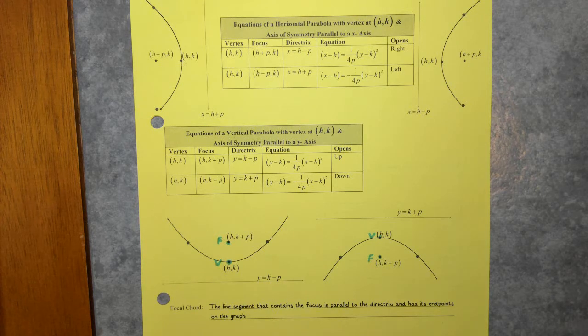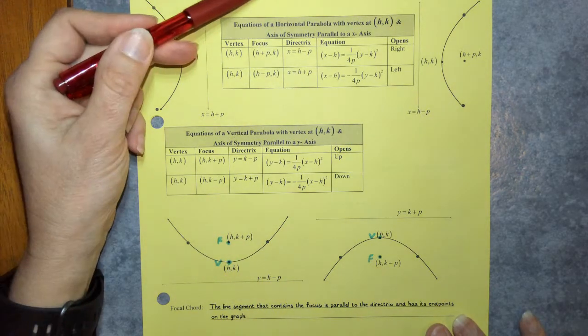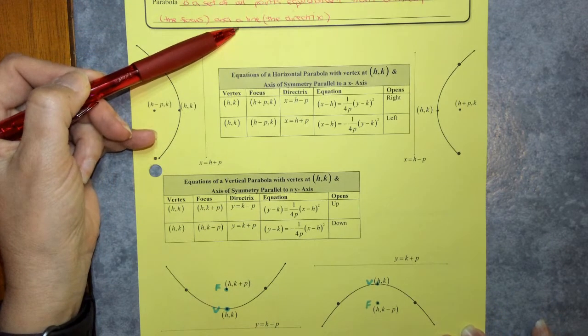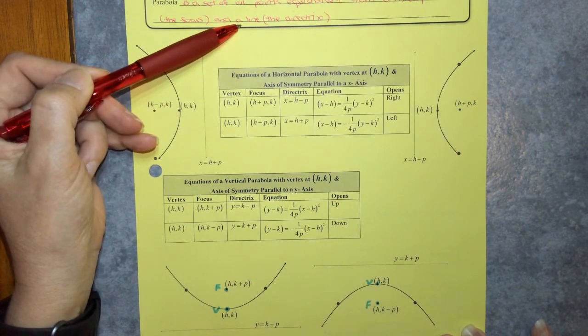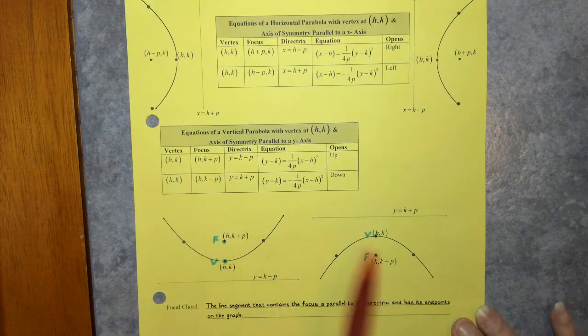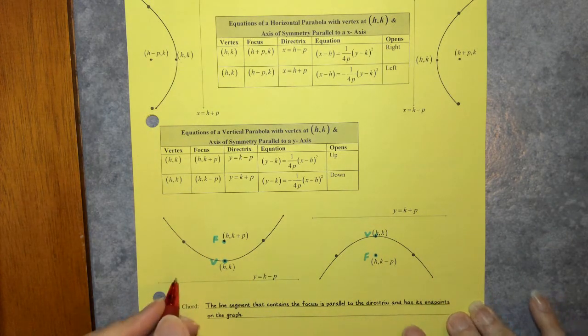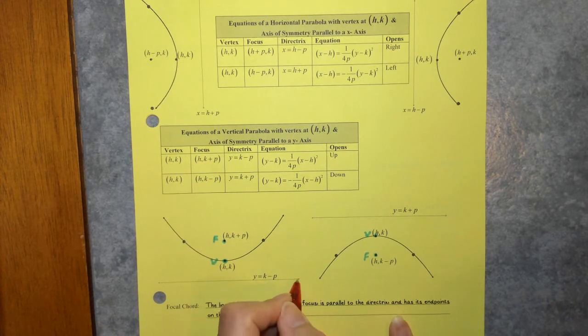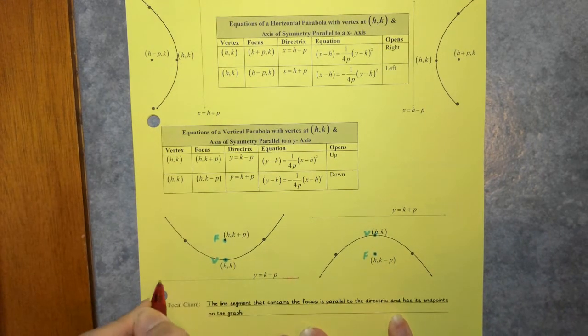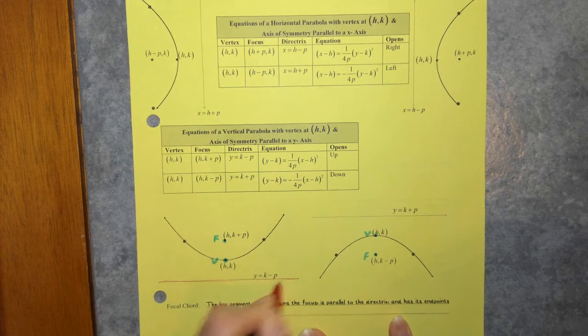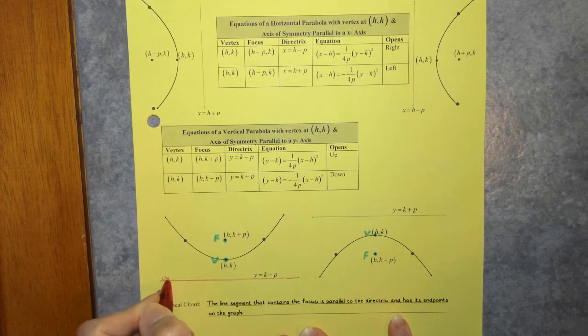Now the directrix, we said earlier, was a line. So if you come back up here for a quick second, the directrix is a line. When I'm looking at this graph and trying to ascertain what the directrix is going to be, I'm going to argue that this line right here that I'm tracing in red is going to be the directrix.